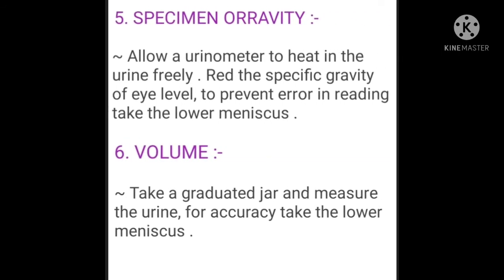Next, specific gravity. Allow a urinometer to float in the urine freely. Read the specific gravity at eye level. To prevent error in reading, take the lower meniscus. Volume. Take a graduated jar and measure the urine. For accuracy, take the lower meniscus.